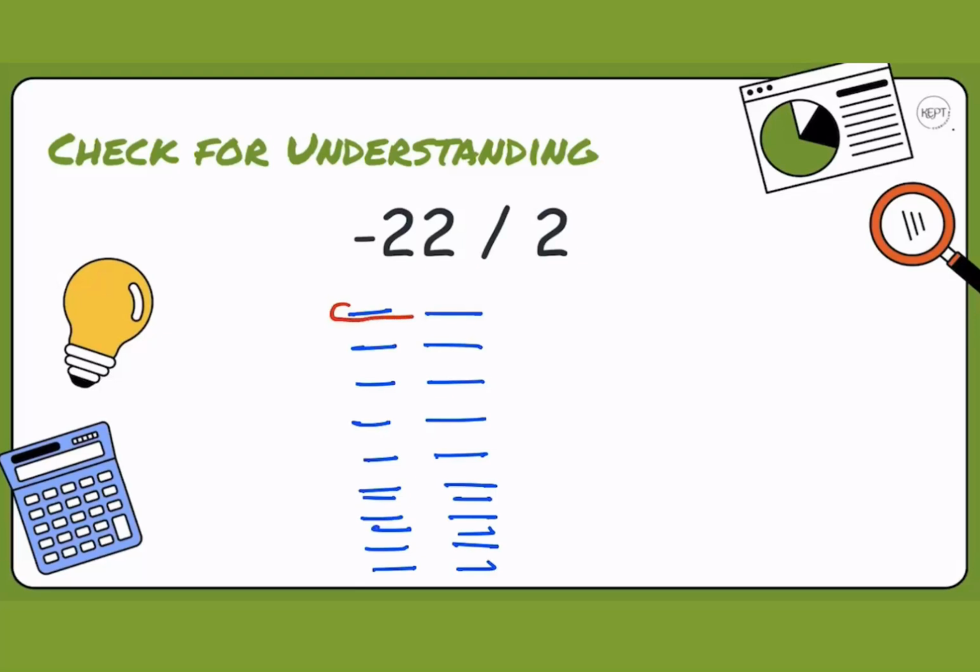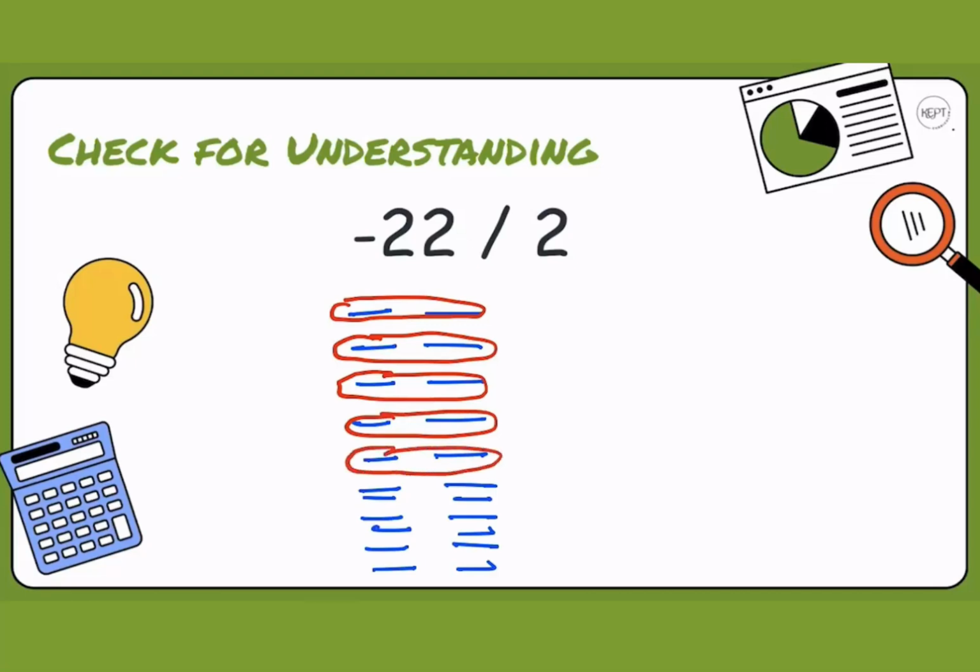We have 1, 2, 3, 4, 5, 6, 7, 8, 9, 10, 11. 11 groups. How many can have 2 in each group? 11 groups can have that.